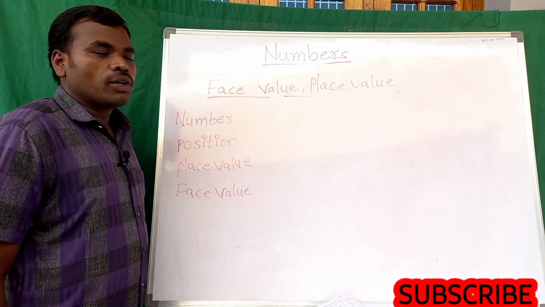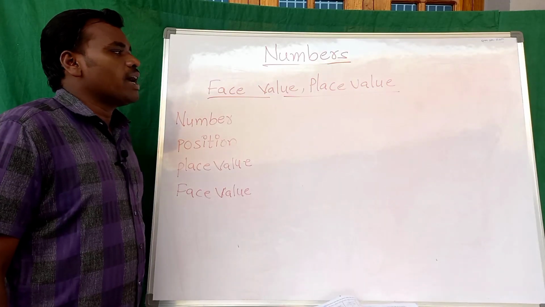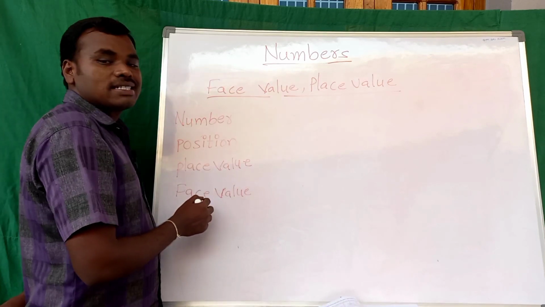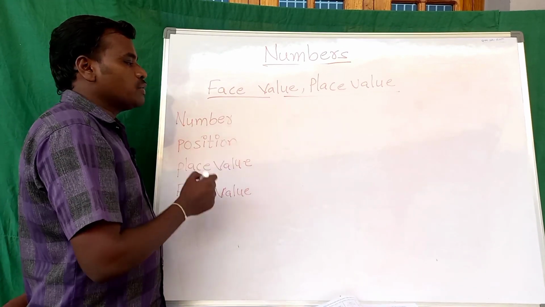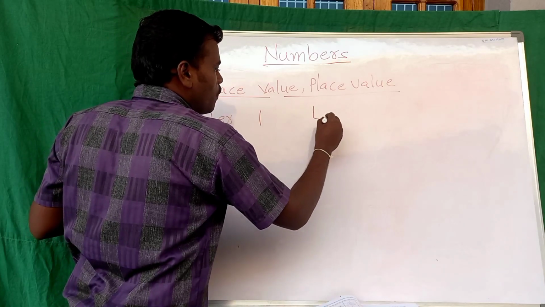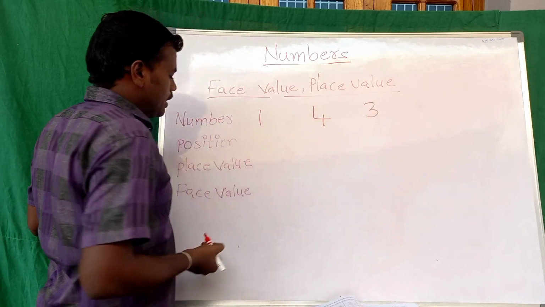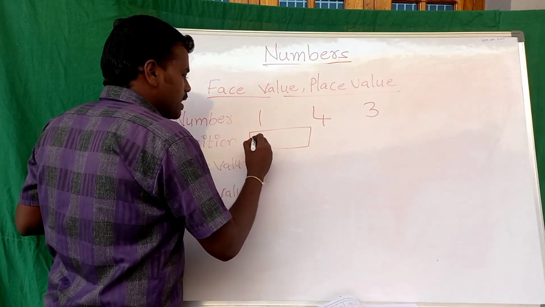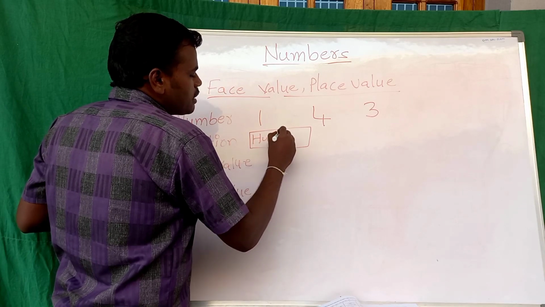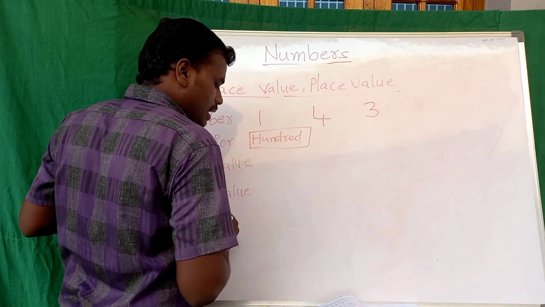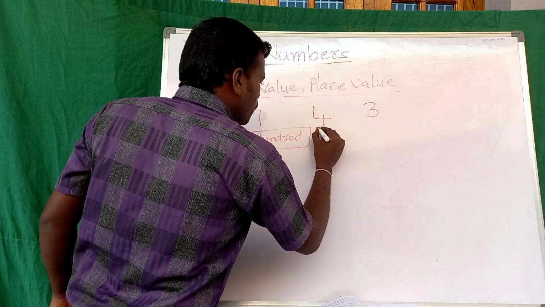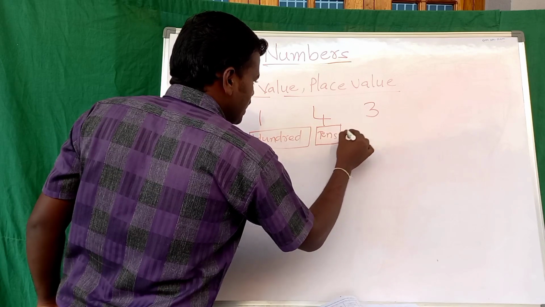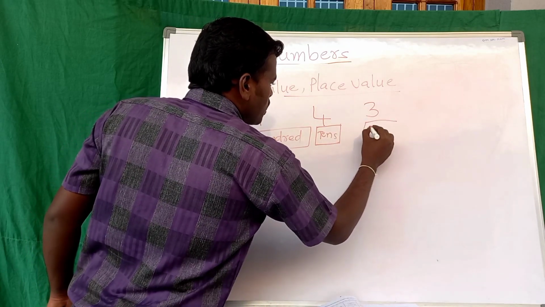Now we are going to discuss face value and place value. Number and its position, its place value and its face value. Take one number, 143. Here 1 is in the hundreds place, 4 is in the tens room, and 3 is in the ones room.